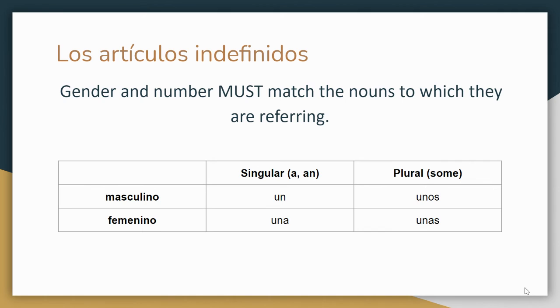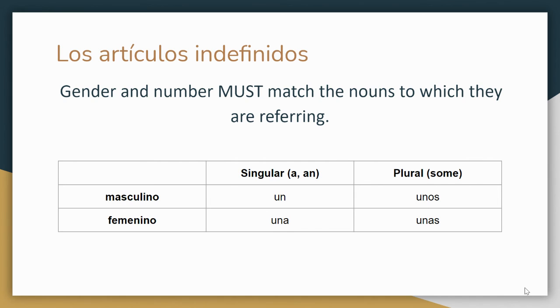You'll note that los artículos indefinidos, or indefinite articles, work a little differently. Once again, the gender and number must match the nouns to which they're referring. So if the noun is singular and masculine, the indefinite article needs to be masculine singular, etc., etc. Okay? However, a singular indefinite article is going to mean a or an, and a plural indefinite article is going to mean some. So there's a bit of a change in the meaning, as you'll also see in your notes.